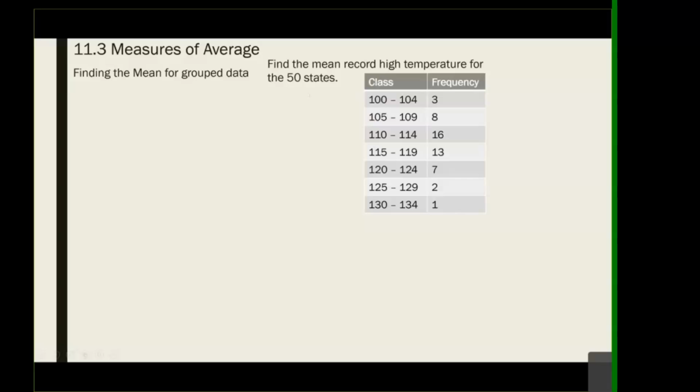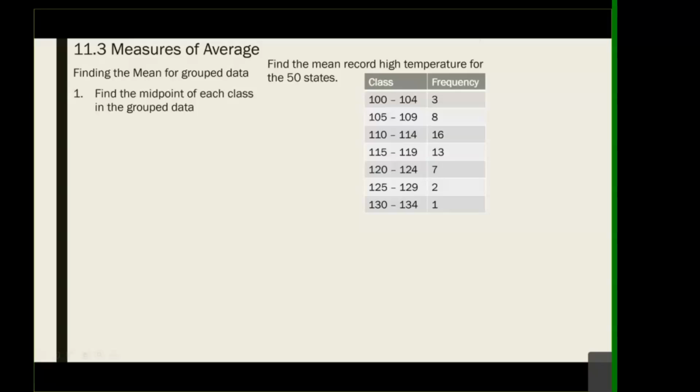Okay, these are the 4 steps we need to do to find the mean for grouped data. Because we don't know the individual data, the first thing we need to do is find a midpoint. The midpoint is just like the mid-range of your class, so for each class, we have to find a midpoint.